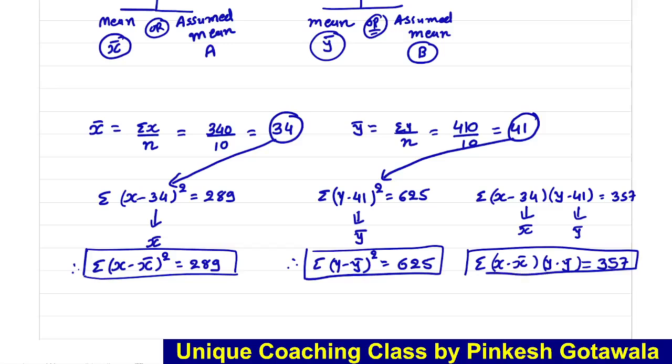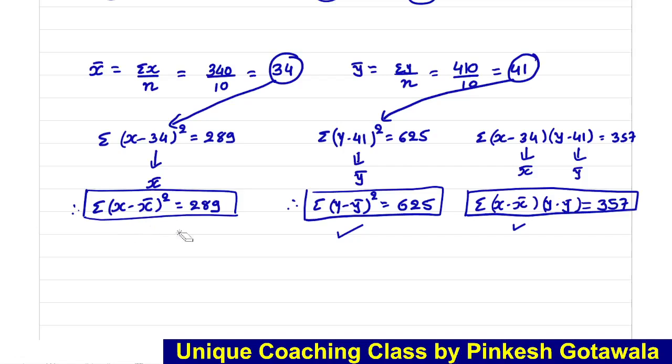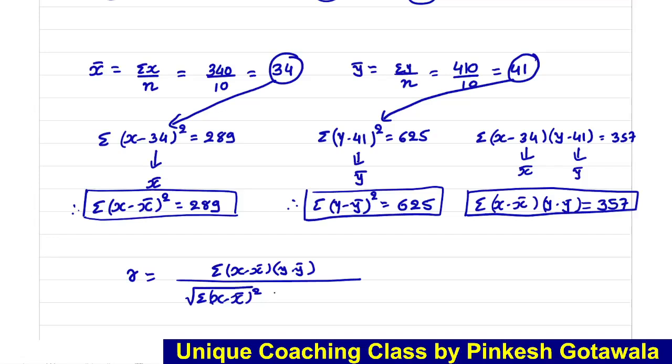357. Okay, so right now we have sigma (x minus x bar) whole square, sigma (y minus y bar) whole square, and sigma (x minus x bar)(y minus y bar). So which formula should we apply? The first formula, when x bar and y bar are integers. First formula: sigma (x minus x bar)(y minus y bar) divided by root of sigma (x minus x bar) whole square times sigma (y minus y bar) whole square.